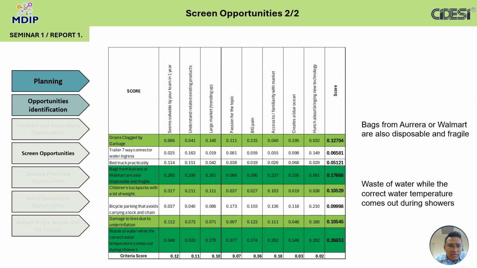We carried out this method on 2 occasions with the aim of avoiding bias in the opportunities selected. The first is bags from Aurora or Walmart that are disappointing and fragile. The second is waste of water while the correct water temperature comes out during showers.